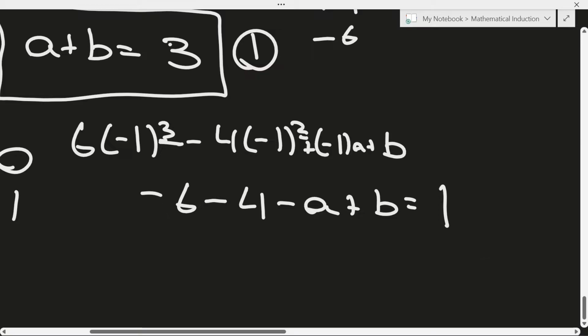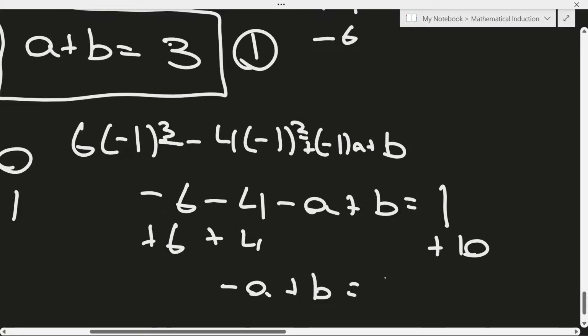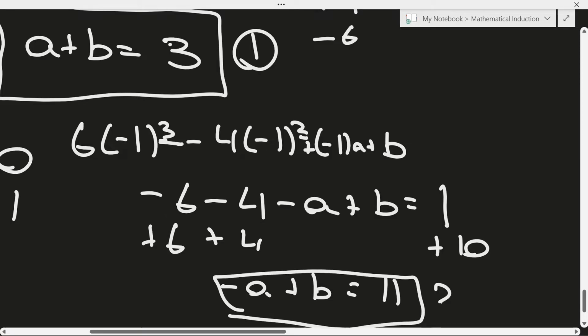Again, let's try to get a and b by itself. Plus 4 plus 6 plus 10. So minus a plus b equals 11. And this is equation number 2.